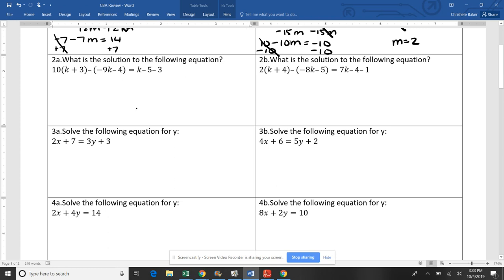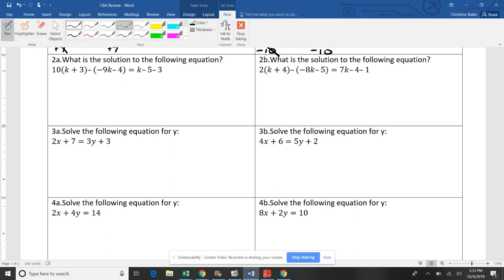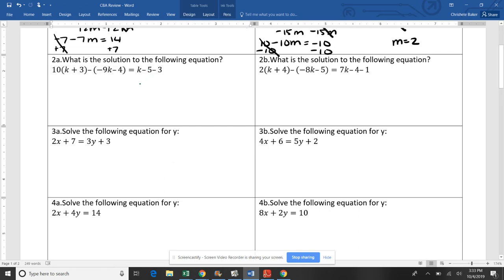Okay, number 2. What is the solution to the following equation? Again, same exact thing. I'm going to figure out what k is equal to. I'm going to isolate my variable k. So this one I do have parentheses. So I'm going to eliminate my parentheses by using the distributive property.